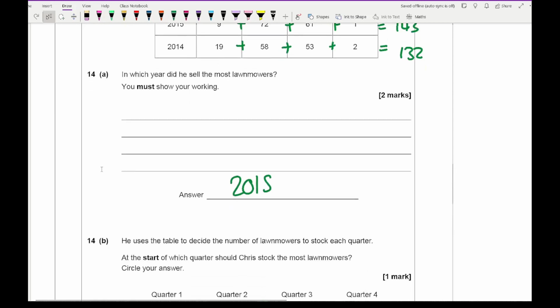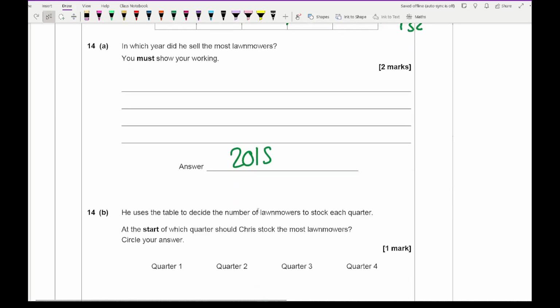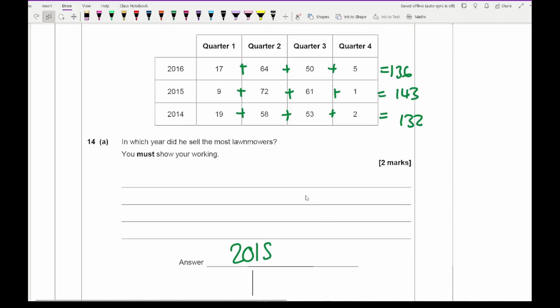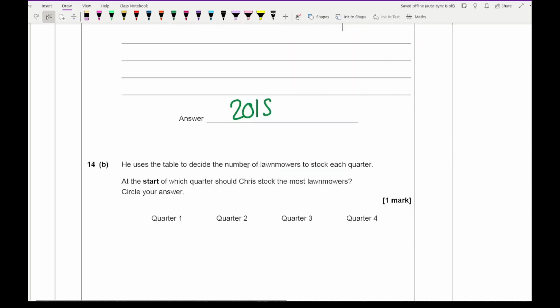Then for the next part of question 14, it says he uses the table to decide the number of lawnmowers to stock each quarter. At the start of which quarter should Chris stock the most lawnmowers? So what we'll do is find out which quarter has the most sales. So here we get 45. If I just add up each column, I get 194, 164, and 8. And again, you'd expect it to be more popular during the spring and summer months. So the start of which quarter does he need to order the most? It's going to be quarter 2.